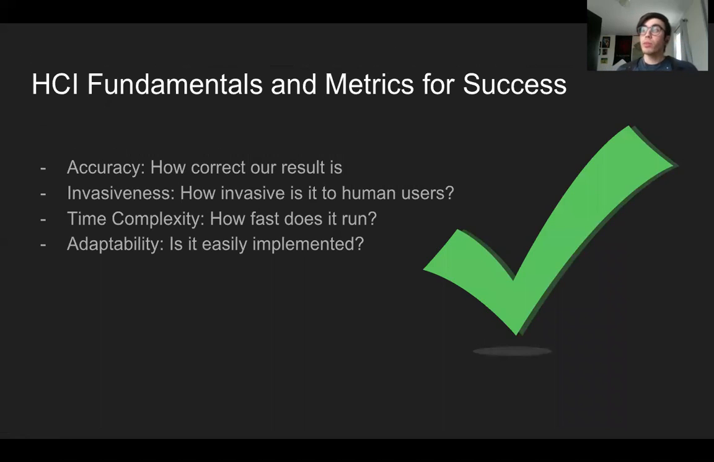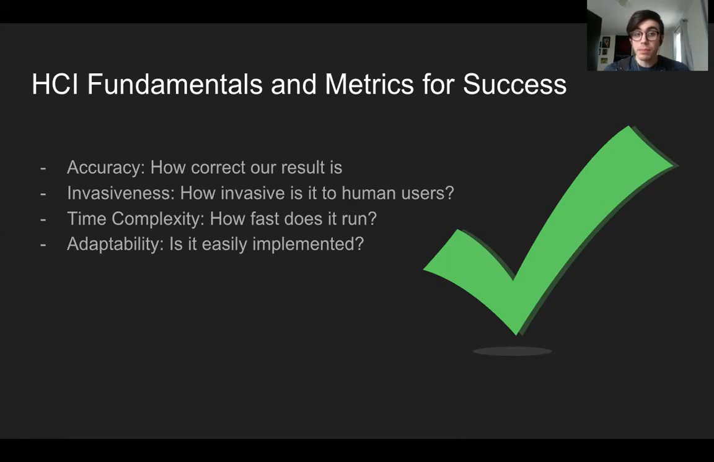Now, once we're discussing which scheme is potentially the best, we need to take in a variety of HCI concepts into account. Now, the four that I've chosen are the more fundamental ones, being accuracy, invasiveness, time complexity, and adaptability. Now, accuracy simply put is how correct our result is. Invasiveness is how invasive is it to human users? Does it propose any difficulties for users? Is it an inconvenience to them? Those kinds of factors are taken into account with invasiveness.